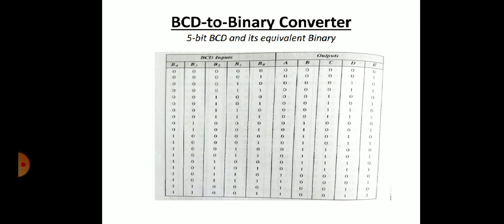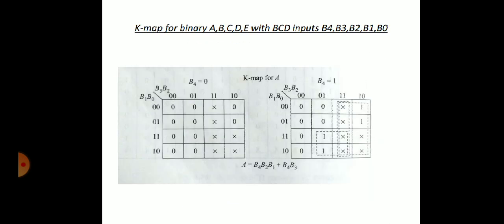Again I repeat, when we do the K-map, you can look at this slide. K-map for A, B4 equals 0. What are the variables? B0, B1, B2, B3. Then B4 equals 1. Similarly, you will do another K-map when B4 equals 1, but the variables are the same, B0, B1, B2 and B3, and you will get an expression for A.